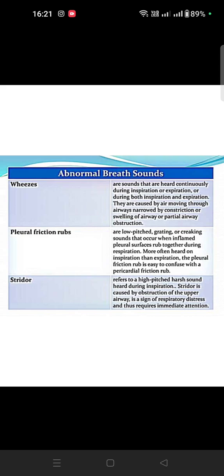It mainly happens due to obstruction of the upper airway. Then patterns of respiration. What are the patients will have? Apnea. Apnea means a respiratory cessation, and it results in respiratory arrest. Then Biot respiration: this is irregular respiration of various depth, interrupted by periods of apnea.